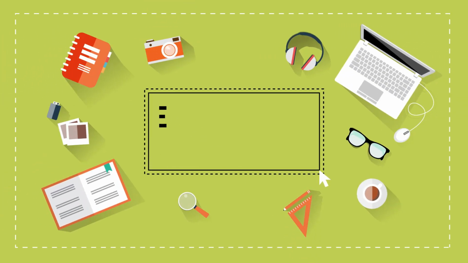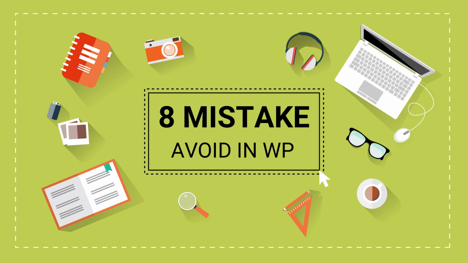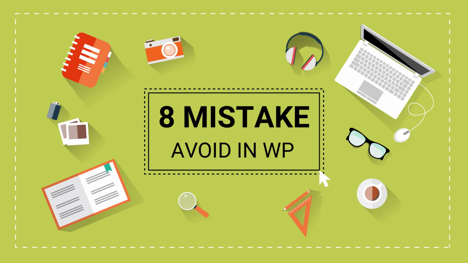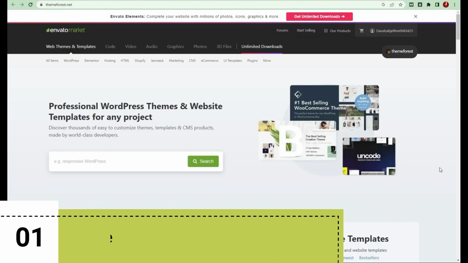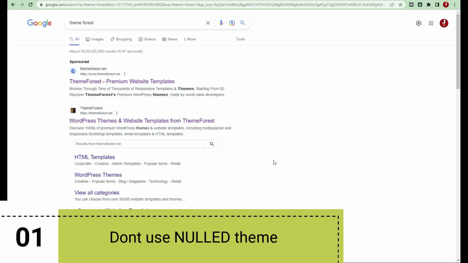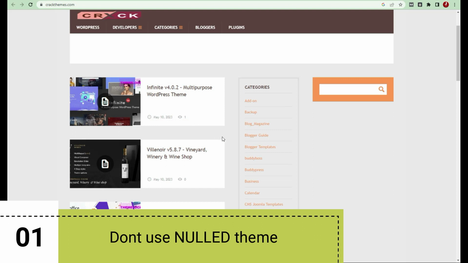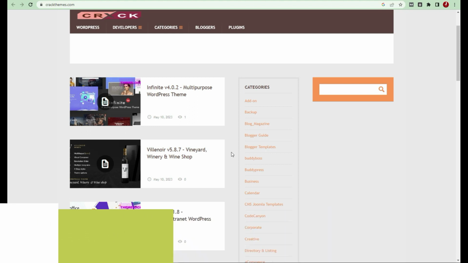So in this video we will check out 8 mistakes we make with WordPress so that we can avoid them. Number 1, don't use null theme. In the beginning, if you want to trial a theme, you can use it, but later on you should try to buy that theme. That is very important.